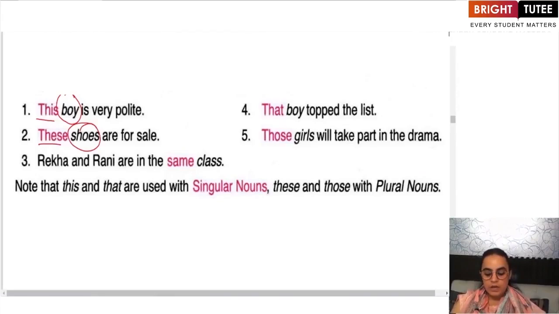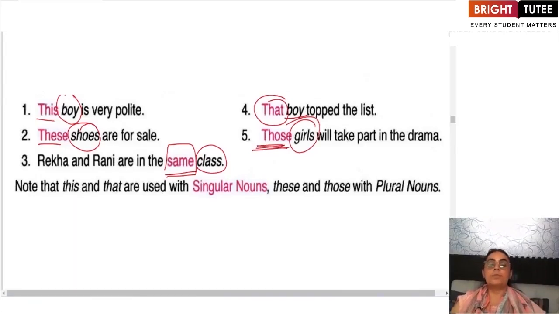Rekha and Rani are in the same class. So class, we use same to describe the class. It is used before a noun, therefore it is a demonstrative adjective. That boy topped the list. Boy is my noun, and that is the word that describes or points out at the boy. So that boy. Those girls will take part in the drama. So girls is the noun, and those is used to describe or point out at the girls. Therefore, it is a demonstrative adjective.